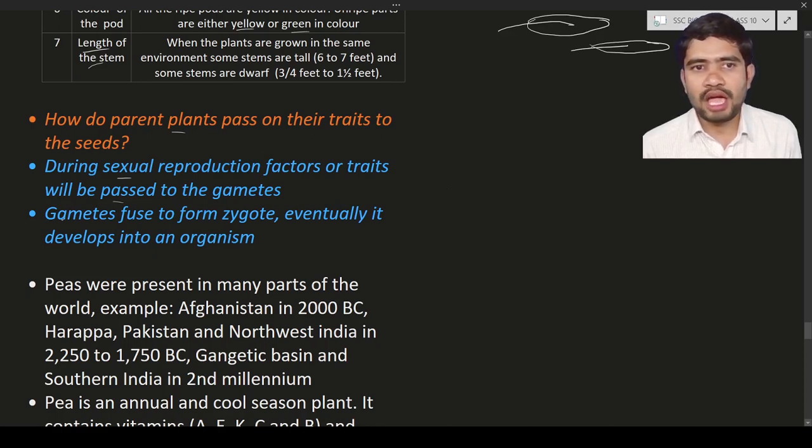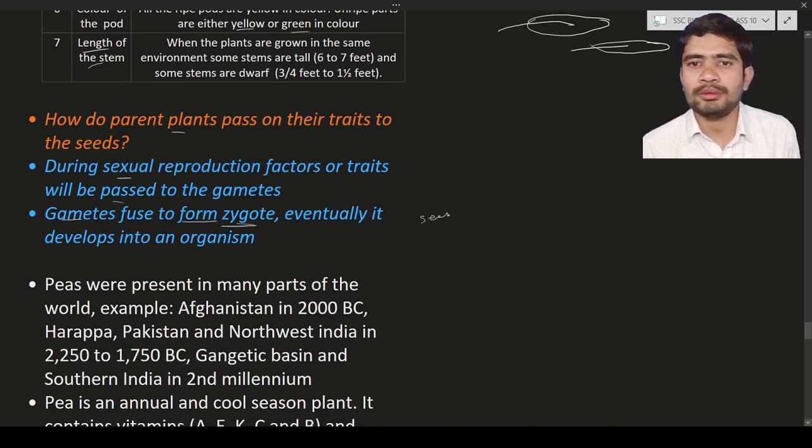Okay, so gametes fuse to form a zygote. After fusion of the gametes, the zygote will form, and eventually the zygote will develop into an organism, or in case of plants, the zygote will develop into a seed.